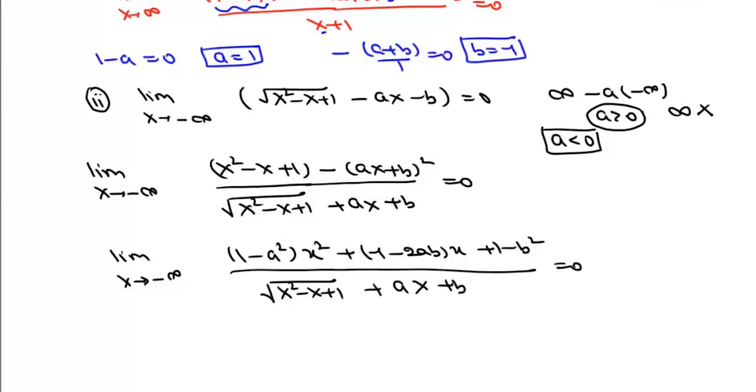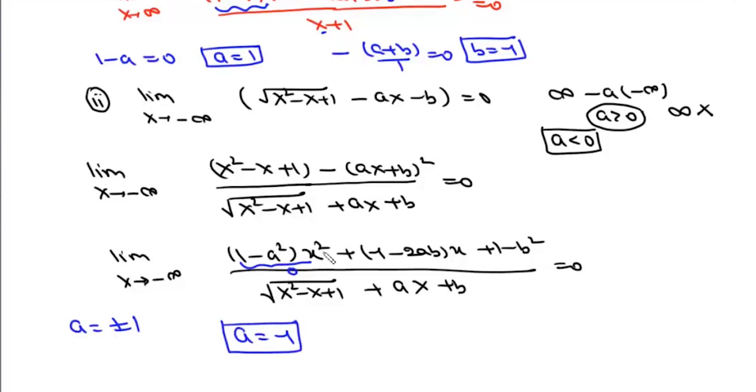Now in the denominator, highest power is 1. So in the numerator also, highest power should be 1 or less for this limit to be 0. That means the coefficient of x square should be 0. From here we'll get the value of a as either plus 1 or minus 1. But we already know that a cannot be positive. So the only value of a possible in this case is a equals minus 1.